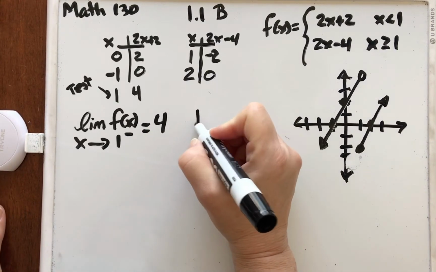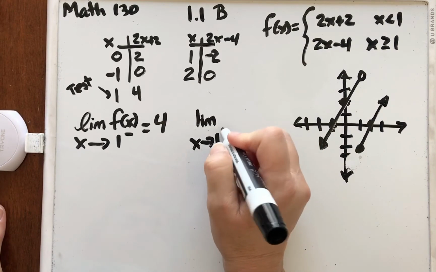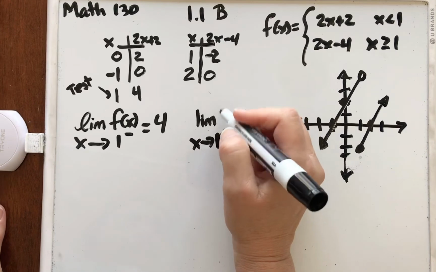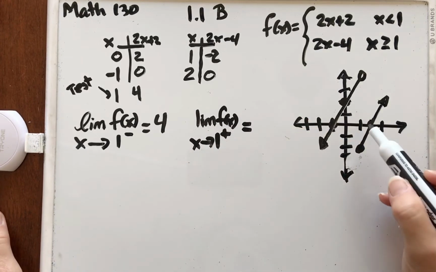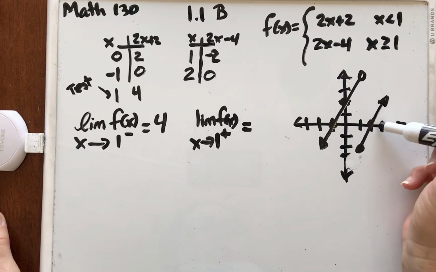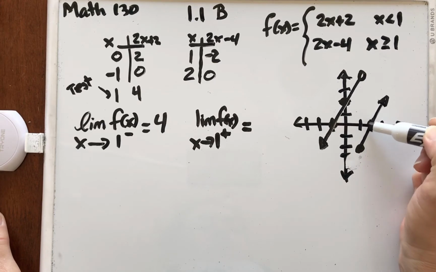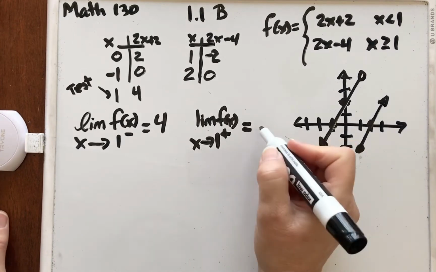Okay, let's look at another one. The limit as x approaches 1 from the right of f of x. Okay, so we're looking at 1 and we're approaching 1 from the right. So from the right, we get this in here and we're getting closer and closer. And where is it going? That's right, it's going to negative 2.